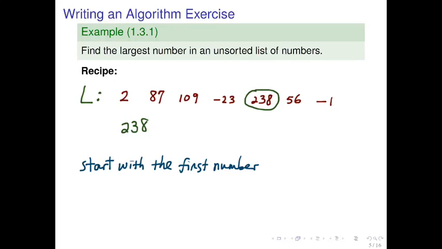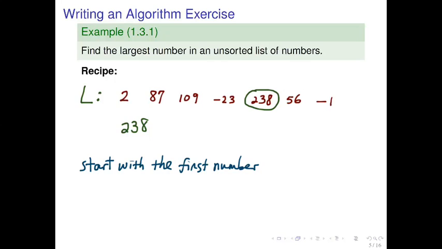One strategy is to start with the first number, star or mark, whichever, and then compare it to the next number in the list. Now, if the first number is smaller than the second number, then we should move our marker to the second number as the largest one so far.